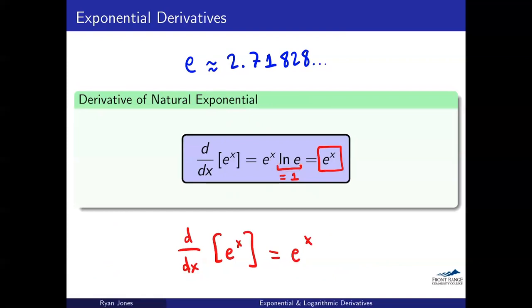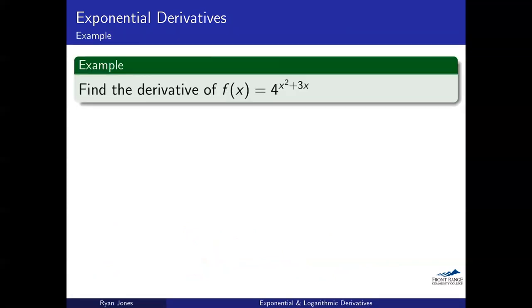So let's go ahead and jump into an example, and I'm not going to use the natural exponential. I'm going to have a base of 4. And what we should see here, we have 4 raised to the x squared plus 3x. The first thing that you should notice here is that this is not going to be a very simple derivative. It's not going to just be a simple application of the exponential rule.